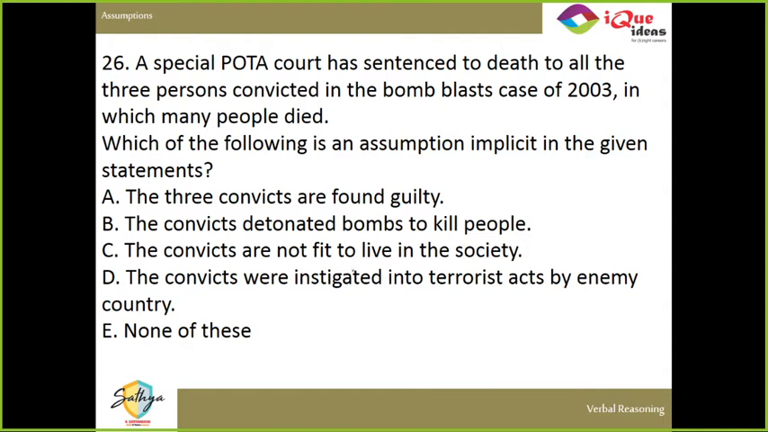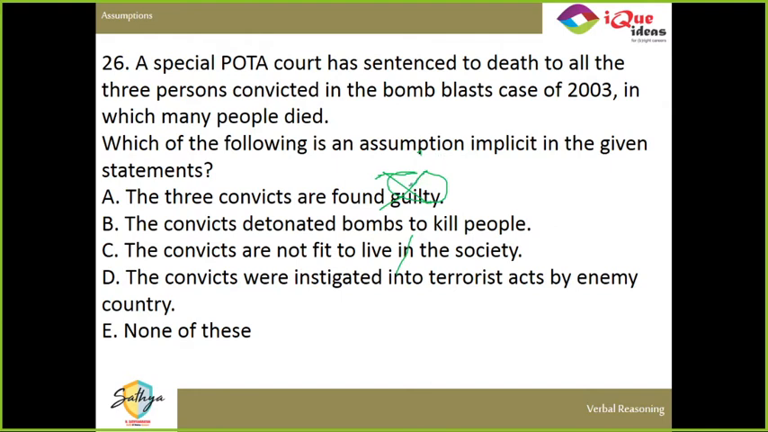No, you are not thinking, guys. It is not necessary that 3 convicts were found guilty. It's possible that more than 3 were found guilty, but these 3 were given the death sentence and the others were given some other punishment. Different punishments can be given to different people for the same crime. So, just because 3 persons were convicted, it does not mean only 3 convicts were found guilty. More could have been. So I need not assume this.